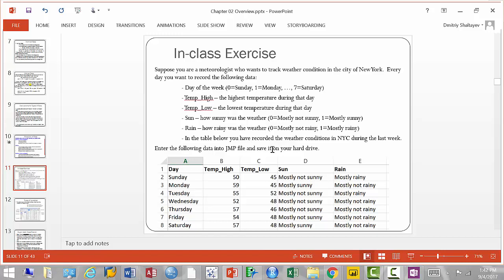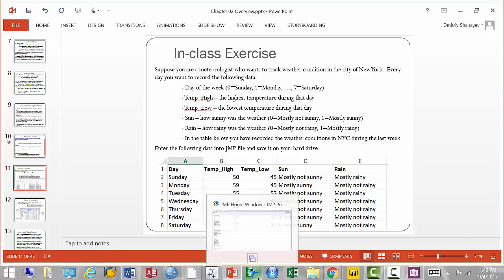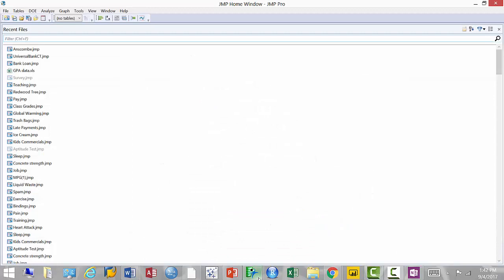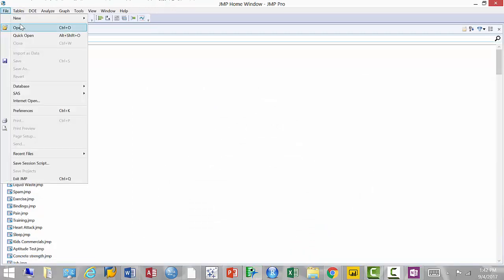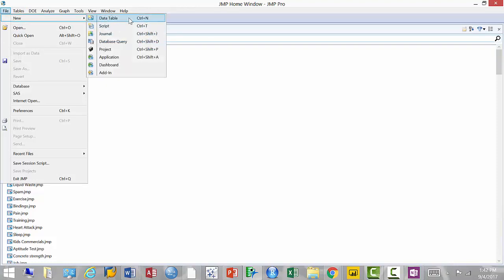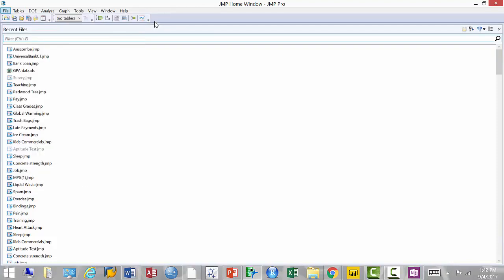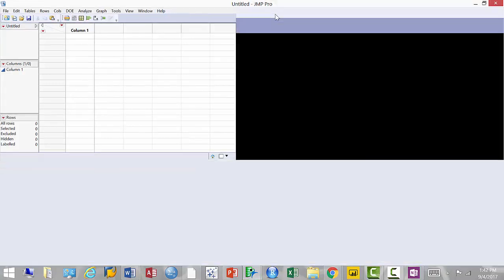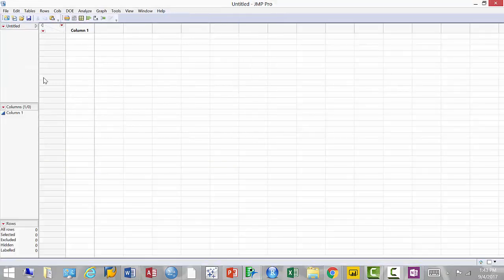Okay, so say for example, this is the data that I collected. I recorded that on a piece of paper. Now I want to put that in electronic form. So everybody has JMP open, correct? Cool. All right. So I'm going to go to File and say New Data Table. Click, and there it is. Here is my new data table. What does that look like to you? Looks like Excel, right? So my data will look a lot like an Excel data table.